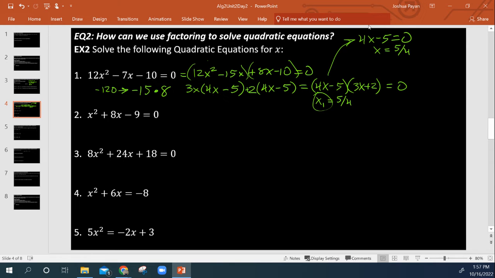And I say my first solution, so that means x1, my first solution, right? And then here I can do the same thing. 3x plus 2 equals 0. Right? Subtract 2, divide by 3, x is equal to negative 2/3. So x2 is equal to negative 2/3. Just like that. So those would be my two answers, right?